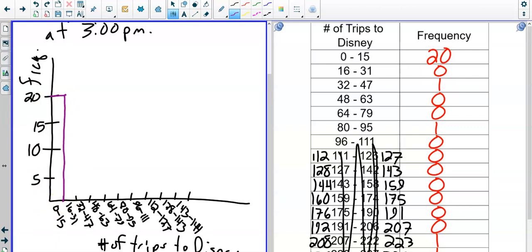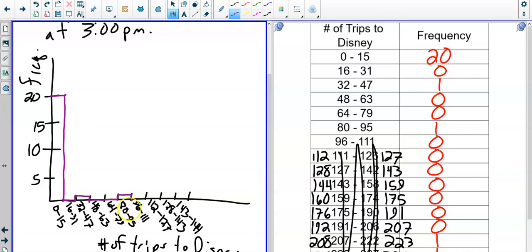So there's my first bar. 16 to 31 is down here at 0, so don't raise your bar any. The next guy is a 1, so it's just up a little ways. Okay? And then after that, it's 0 and 0 and then a 1.